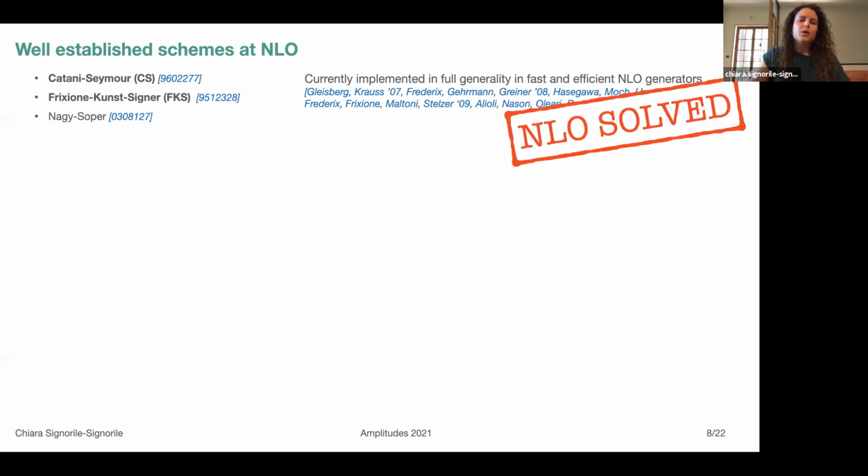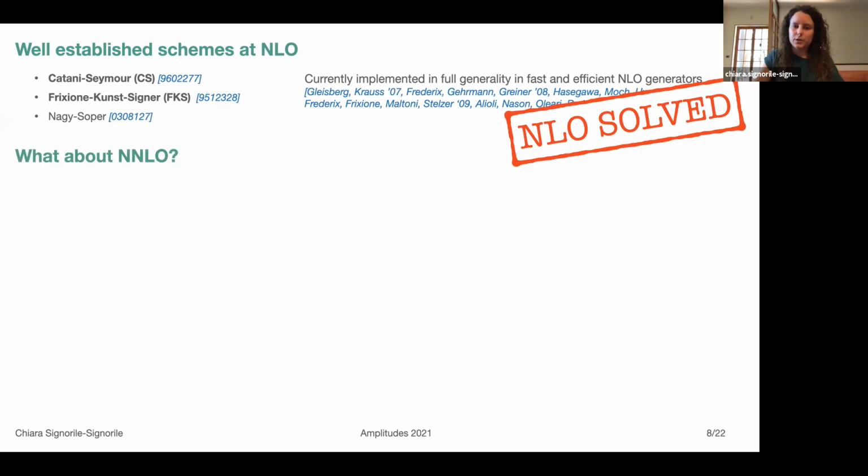So looking at a bit of the history, in the 90s, two main schemes appeared to solve this problem, and they are called the Catani-Seymour subtraction and the FKS subtraction. They have a completely different philosophy, but the key point is that they are fully general and they are already implemented in efficient NLO generators. So the problem of subtracting infrared singularities at NLO can be considered solved already 20 years ago.